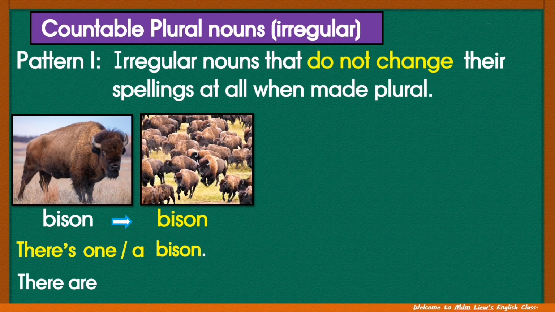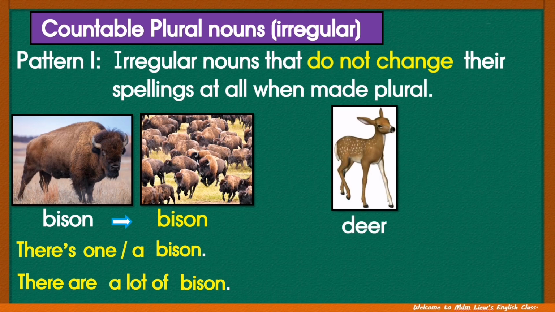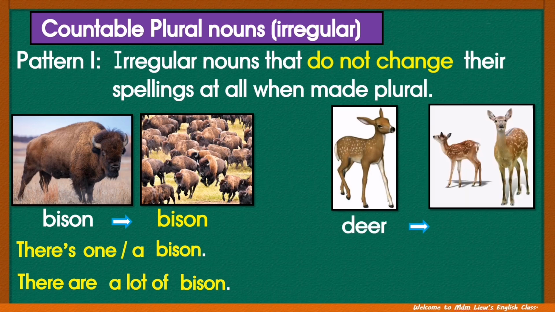Here I use a quantifier, a lot of, then the plural noun bison. There are a lot of bison. Number 2. Deer. The plural of deer is still deer. There's no change in the spelling.